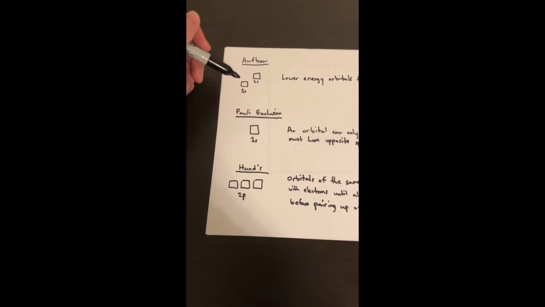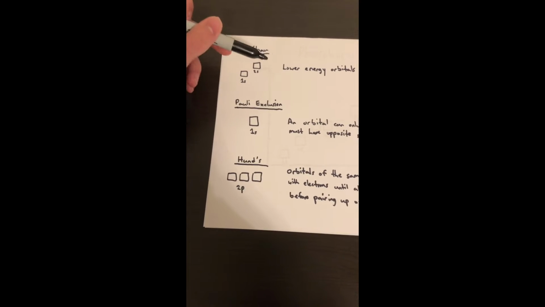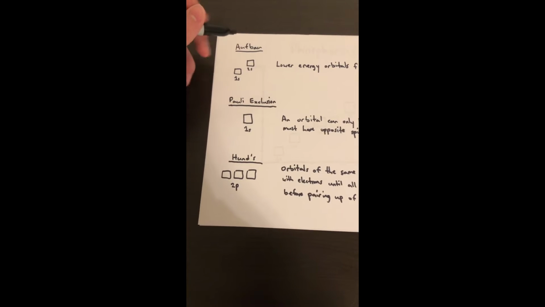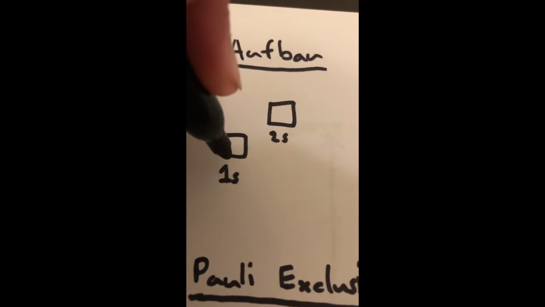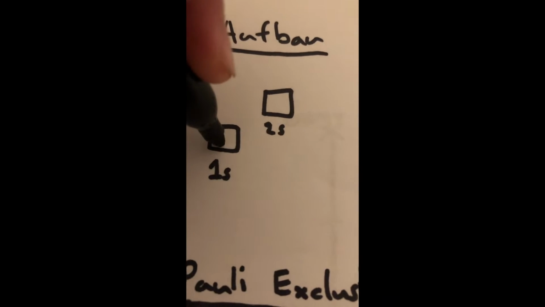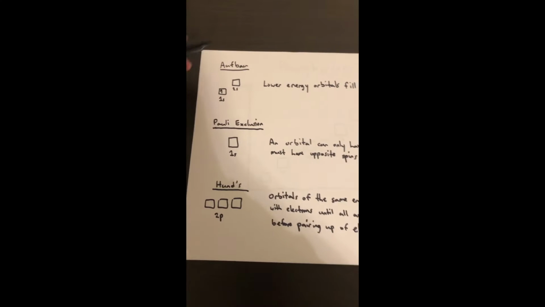So first, the Aufbau Principle states that lower energy orbitals must fill first. This means that the 1s orbital fills, then the 2s, the 2p, 3s, 3p, and so on and so forth. So we would start by putting an up arrow right here in the 1s orbital. That's basically the Aufbau Principle.